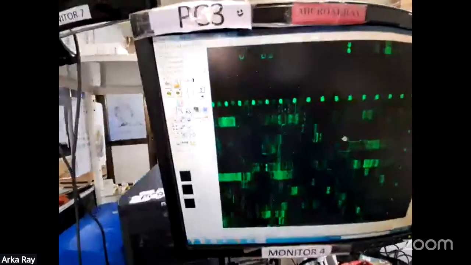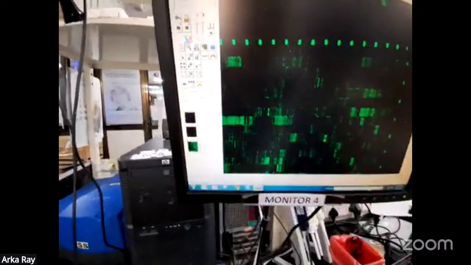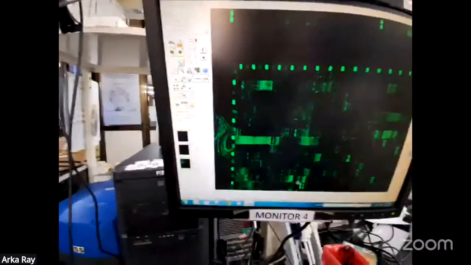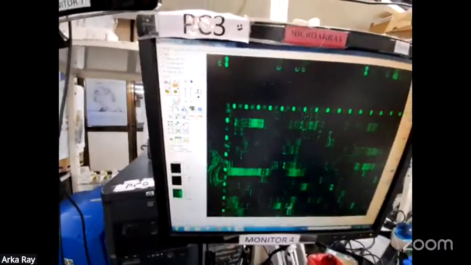These are the peptide arrays, and extraction of the data remains the same, but here we are not using GenPix Pro. Here we use Mapix for extraction of the data.